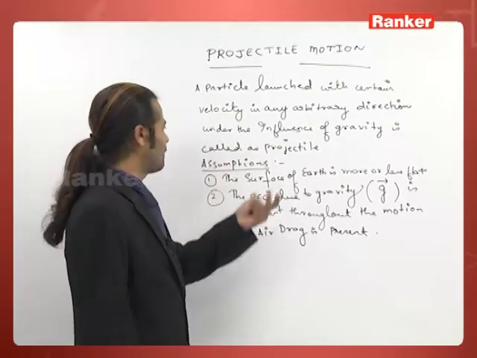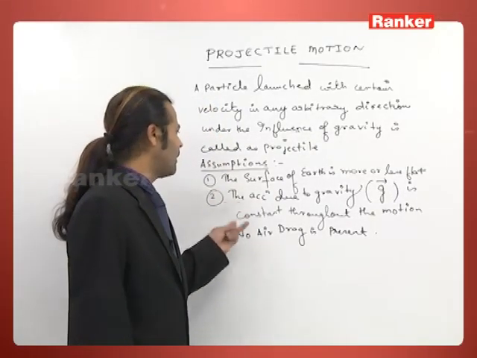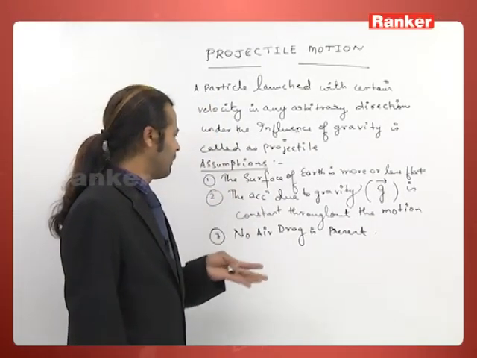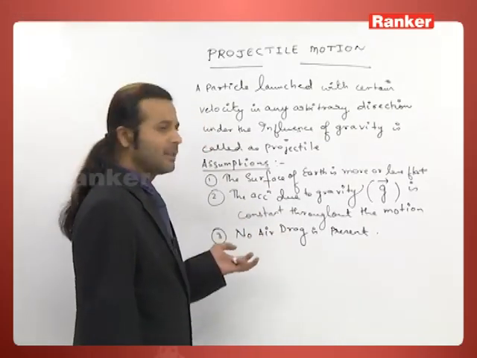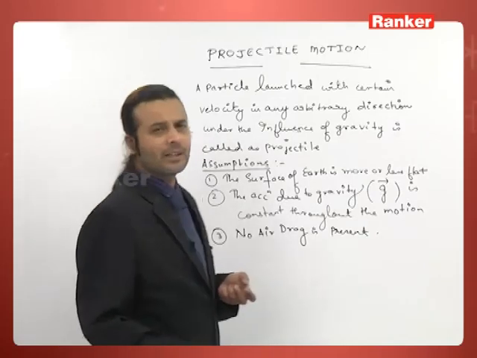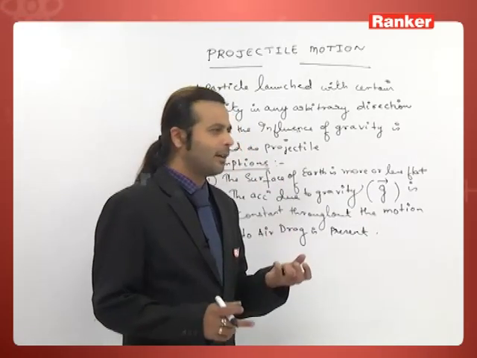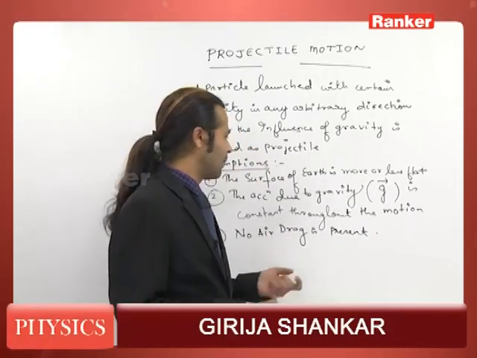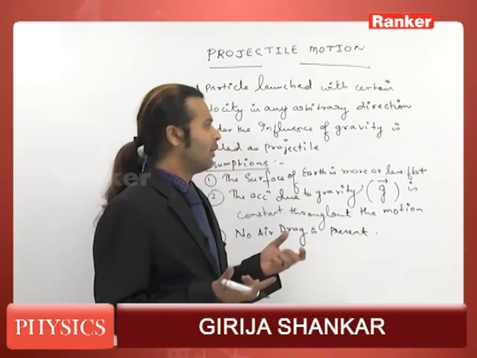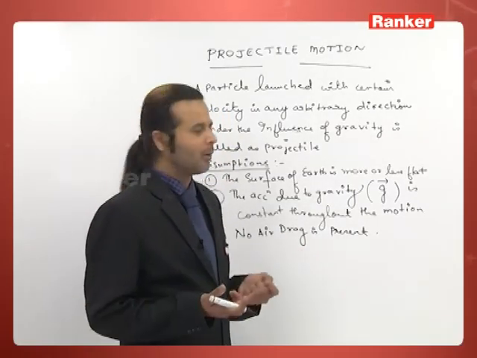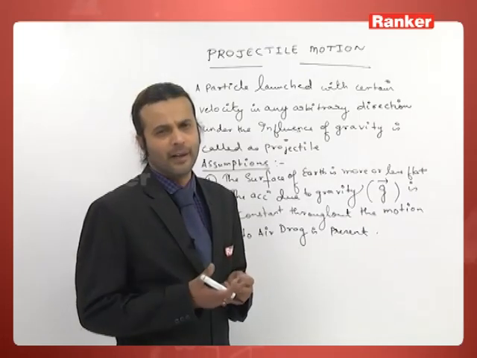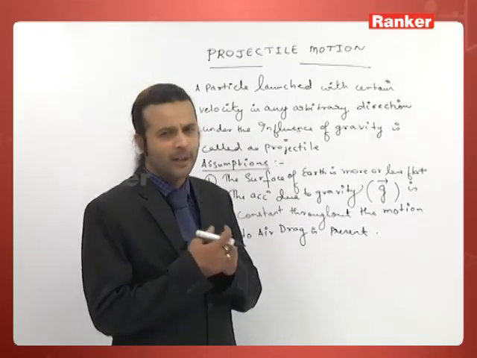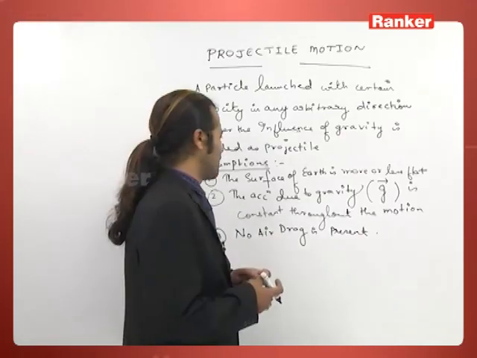Now here it says the surface of Earth is more or less flat, the acceleration due to gravity is constant throughout the motion, and no air drag is present. So for examples, we can say a batsman hitting a cricket ball, a football being kicked by a football player, or a food packet being dropped by an airplane. There are many examples related to projectile.